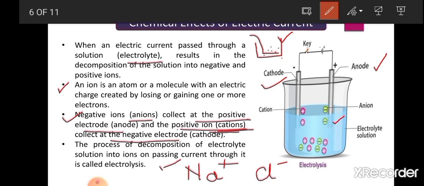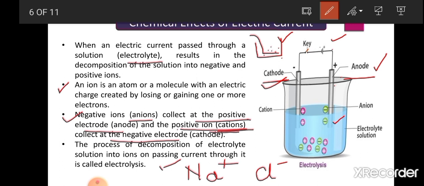Why is this negative and why is this positive? Because you can see this is a cell, meaning an electric cell or battery is used here, just as we use in a circuit. This electrode is attached to the positive terminal of the battery, that is why it is the positive electrode, which is called the anode, and this is the negative electrode, attached to the negative terminal of the battery, that is why it is the cathode.